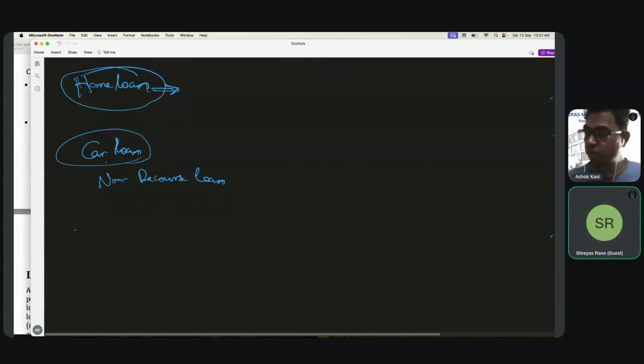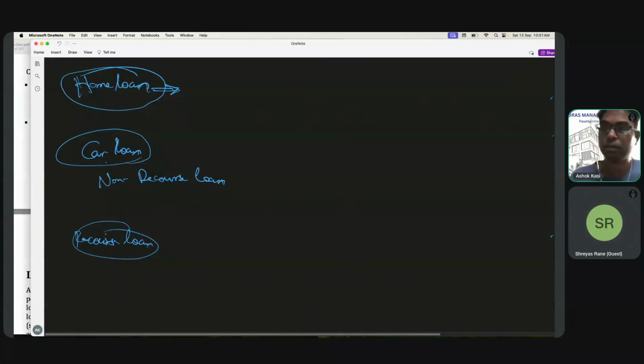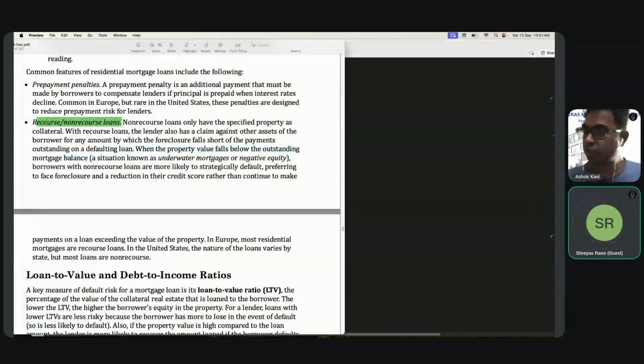If this would have been a recourse loan, then they can come and ask you to sell your personal property. You got the difference? Yes. Recourse loan and non-recourse loan. Now you may just quickly read this. Initial 4-5 lines, if you read also, it is okay.